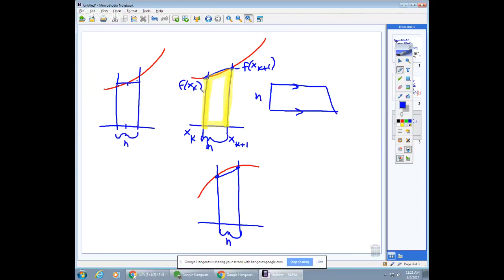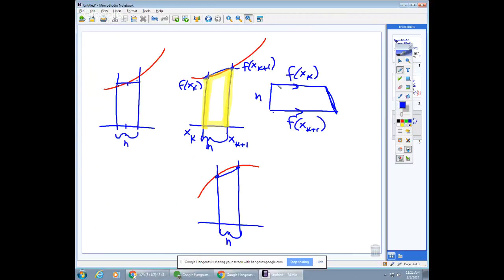So looking at my trapezoid sideways here, my longer base at the bottom is longer only because the function's increasing. It is f of whatever the k plus 1th x value is, and then this one would be f of x sub k. Because this is a linear segment on the right side and the left side, I can use an average base of the top and the bottom.